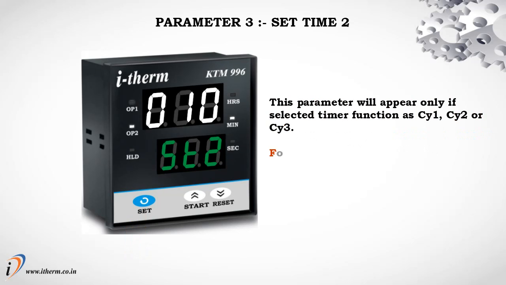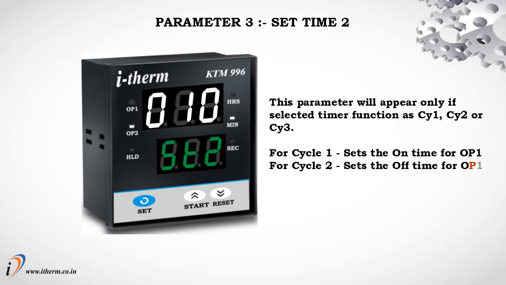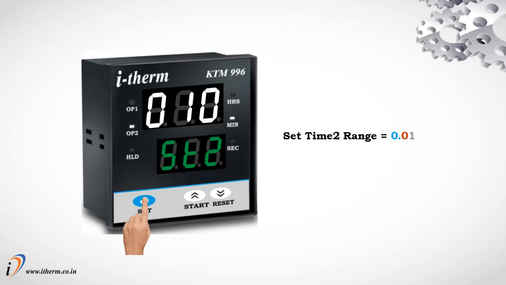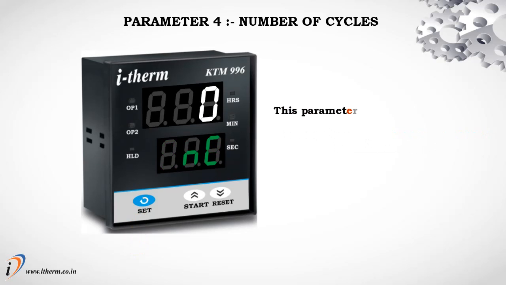Parameter 3, set time 2. This parameter will appear only if the selected timer function is cycle 1, cycle 2 or cycle 3. For cycle 1, sets the on time for output 1. For cycle 2, sets the off time for output 1. For cycle 3, sets the reverse time for output 2. Set time 2 range 0.01 seconds to 999 hours, depends on range 2.